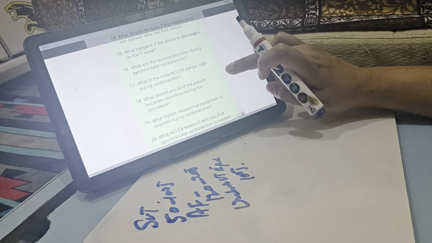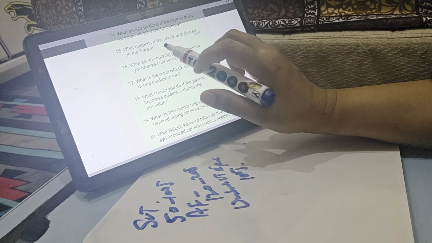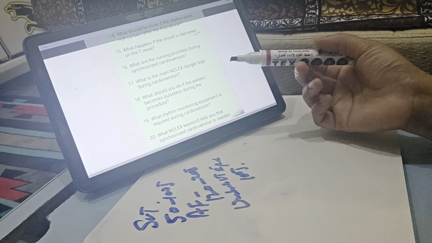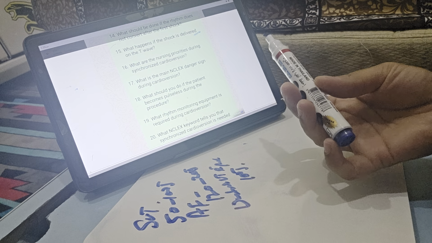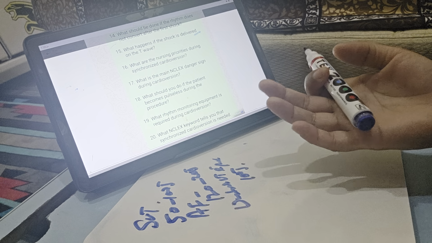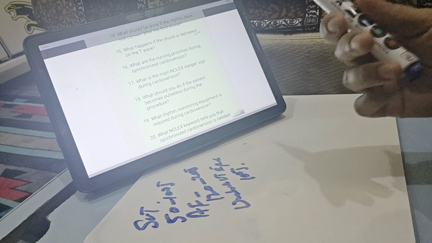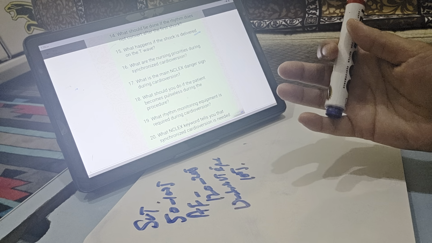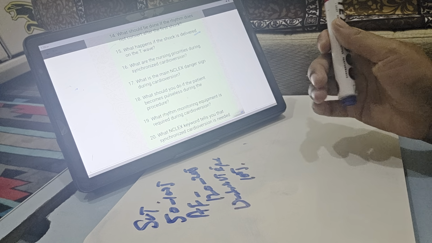Flashcard number 15. What happens if the shock is delivered on the T wave? What will happen if the shock is not delivered on the R wave? If you forget to turn on the sync button, it can trigger ventricular fibrillation, a life-threatening rhythm that is very dangerous for the patient.